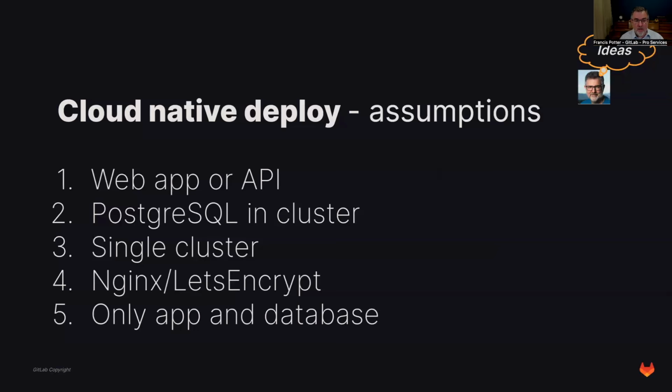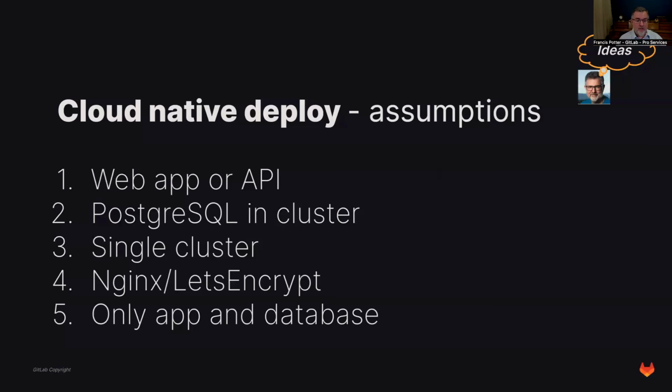It's designed for a single cluster. There's a built-in assumption that you're in one cluster. And in fact, there's an assumption that you're within one namespace or have fairly simple rules around which namespace applies to which deployment jobs. It makes the assumption of Nginx for ingress and Let's Encrypt for certificates. That's built into the scripts that come with auto deploy.